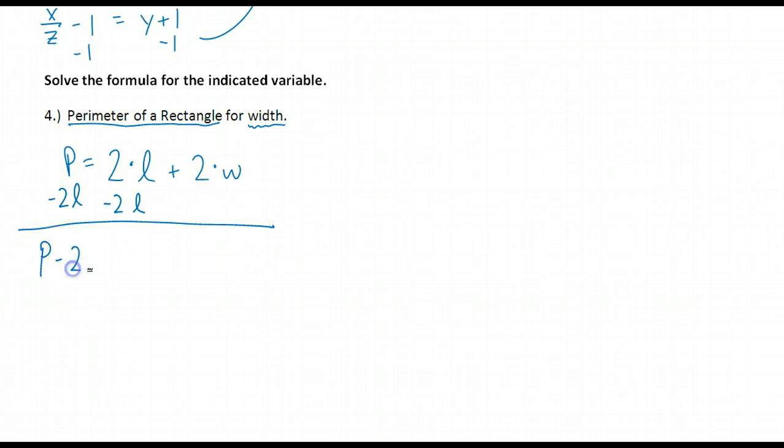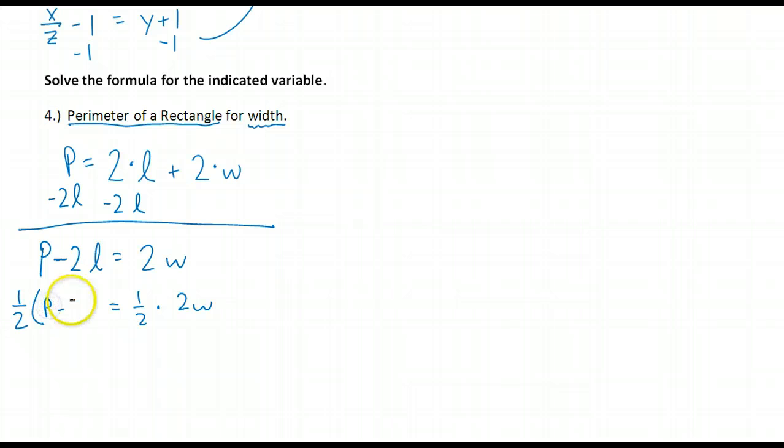P minus 2l equals 2l minus 2l gives me 0. 0 plus 2w is 2w. Now to get rid of this 2, I'm going to multiply by 1 over 2. I need to put the left side in parentheses because I need to multiply this entire side by 1/2.